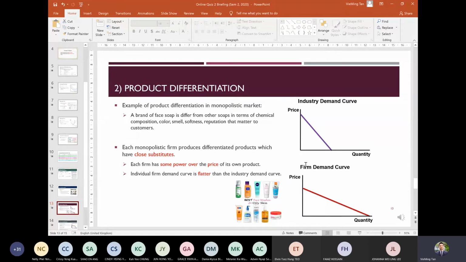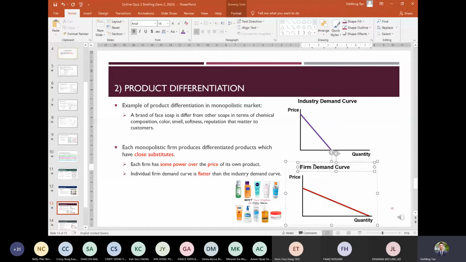Let's say this is brand A, the firm A demand curve. If firm A increases the price, then the consumer can easily look for substitutes and switch to another brand of product. As a result, you may find that the demand curve for an individual firm is very elastic compared to the overall industry demand curve. Okay, so far so good.